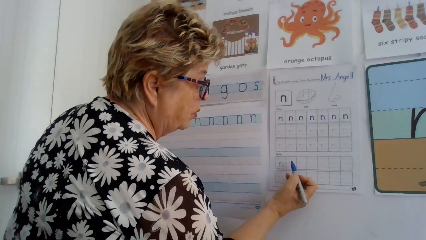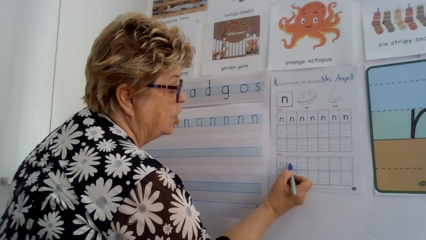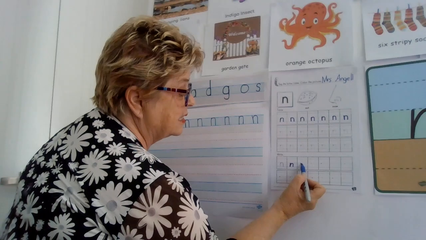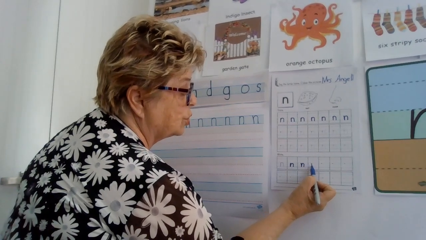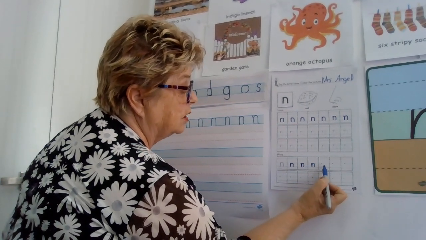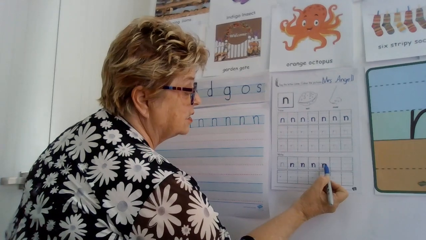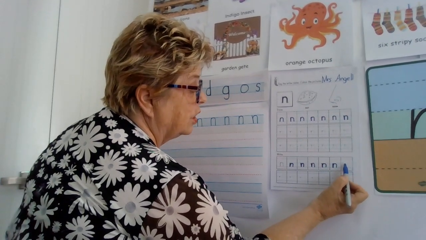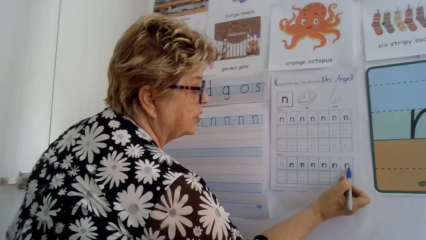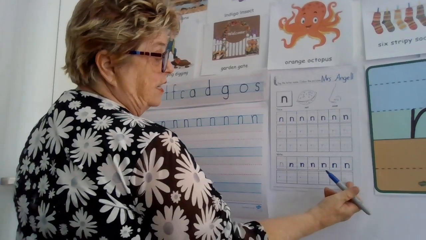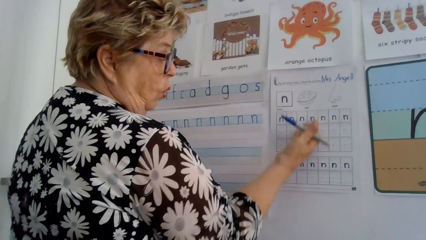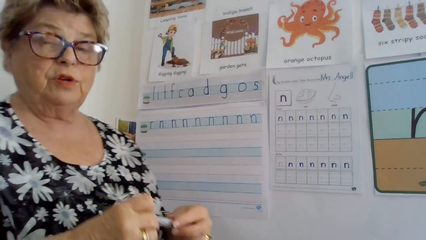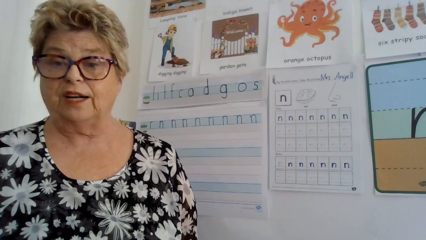So here we go. We're going to do it ourselves. Short stick, tunnel. Short stick, tunnel. Short stick, tunnel. Short stick, tunnel. Then you would finish off that line, and once all of the lines are done, you can colour in. When you finish with that, your teacher will tell you what to do with it.